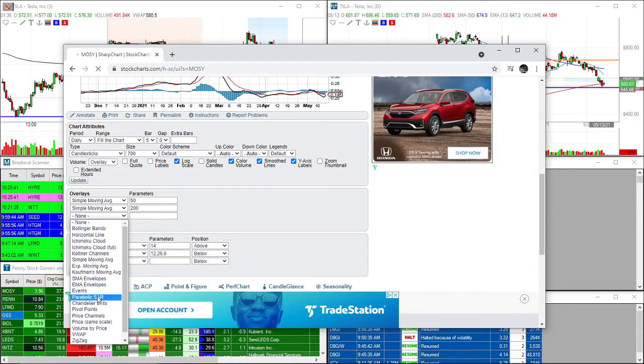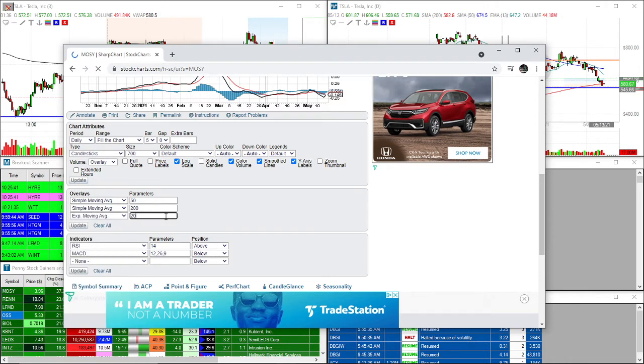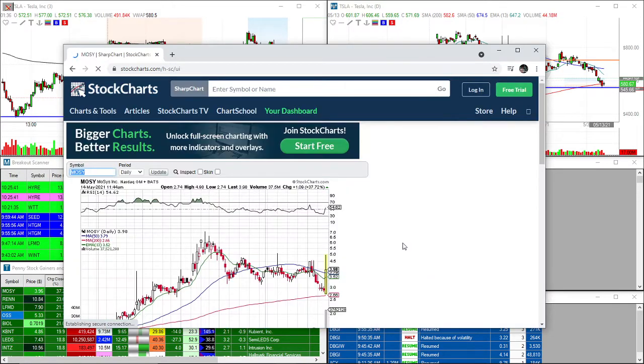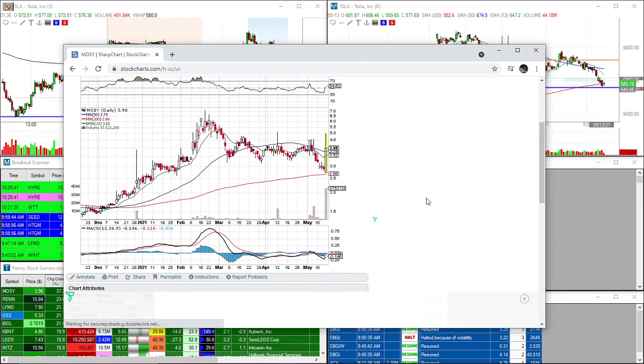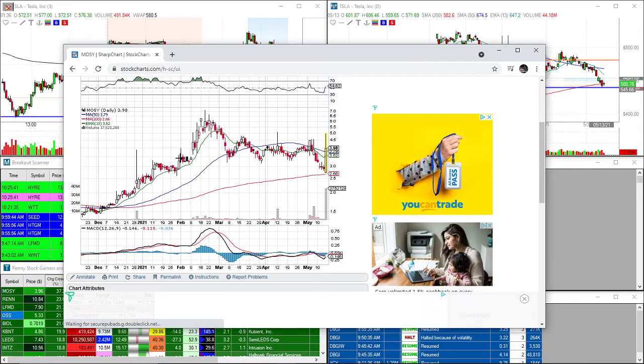But the main one I like to add would be going down here and adding my exponential moving average. And of course, you get 20 it's set at. If you want to put it at 13, you can set it at 13. And all you have to do is press update. And of course, you can put the RSI in there. You see the RSI at the bottom, the MACD. So all these other indicators, if you want to cloud up your daily chart, you can just have this pulled up every day. And then boom, here's your moving average.